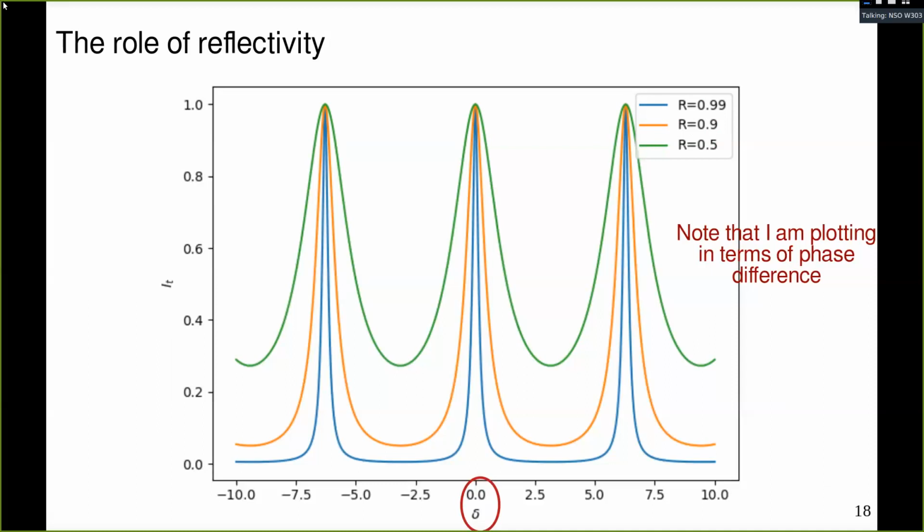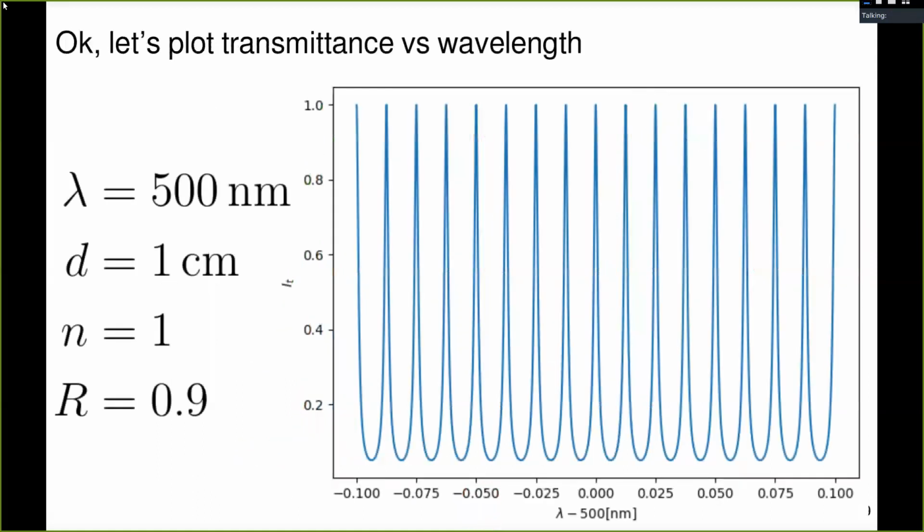Also, if you really have a poor mirror, you see here for R equals 0.5, you never reach zero transmittance, right? So even your contrast between your maximum and minimum transmittance is poor. Okay, cool. So now let's plot, and this is something that you can try, and I will share the Jupyter notebook with you to reproduce these results.